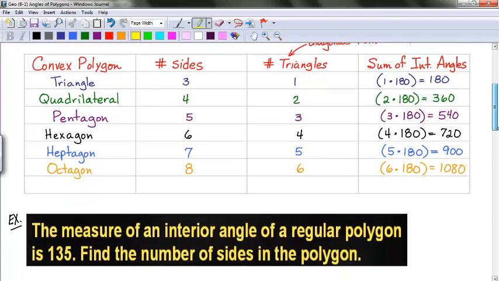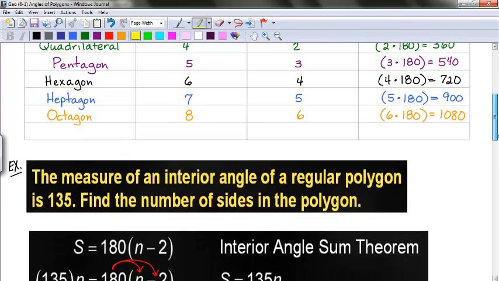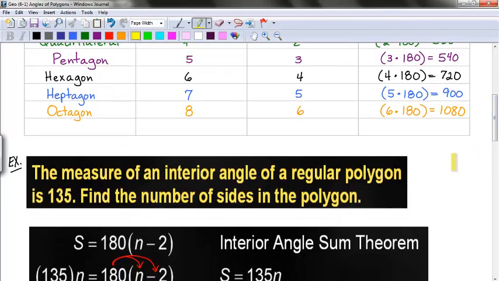A couple of examples. Say they ask you to find the number of sides if the measure of an interior angle of a regular polygon is 135. So you still use the same formula, S equals 180 times the quantity n minus 2. They're giving us the measure of an interior angle. They're not giving us the total sum.